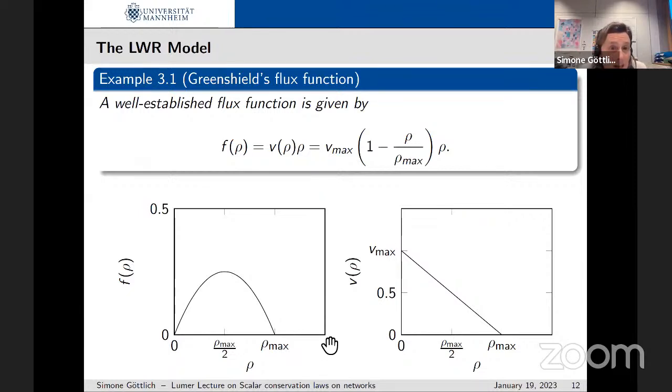Of course, there might be other ways to state such a flux function, but here in this talk, I will stick to this well-known Greenshields flux function. And normally, like we do later on, we normalize this kind of flux function in a way that we say the maximal velocity as well as the maximal density are set to 1.